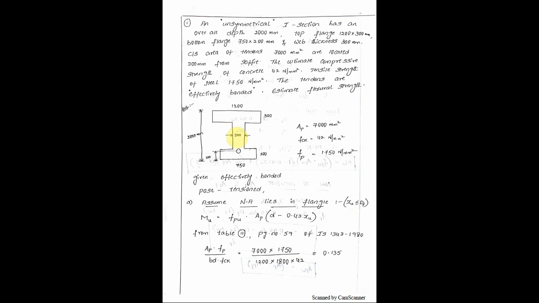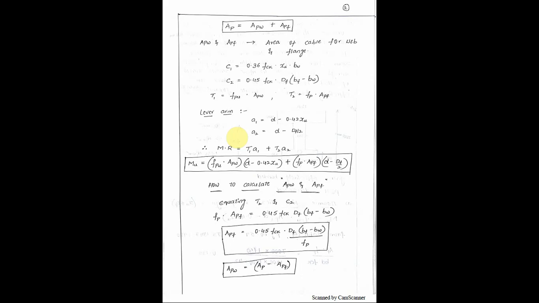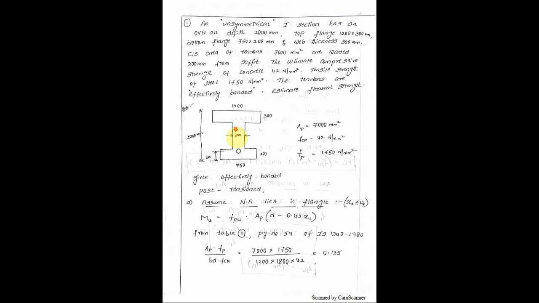Therefore the area of resisting force APF is equal to 0.45 FCK into DF into (BF minus BW) divided by FP. That is 0.45 into FCK 42 into depth of flange 300, into BF 1200 minus BW 300, divided by FP 1750. So we get APF equal to 2916 mm square.